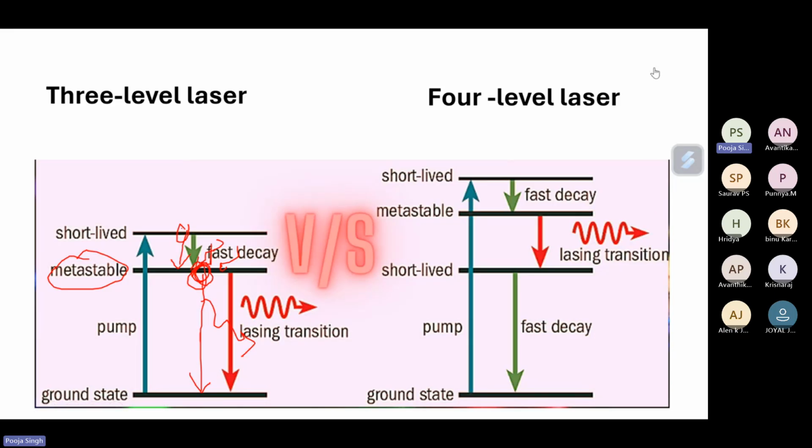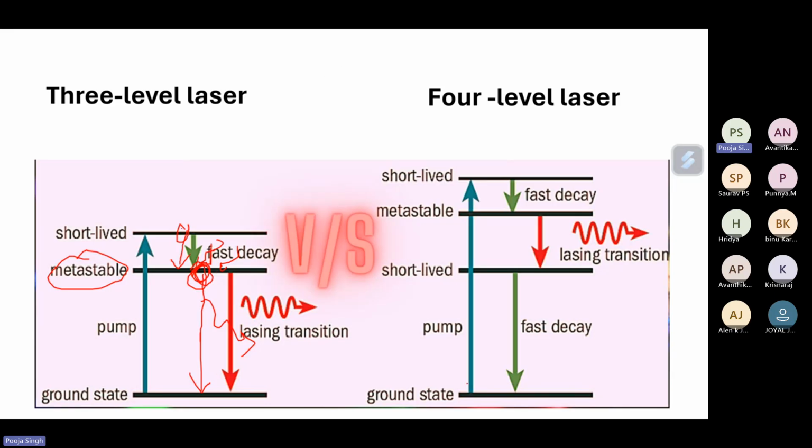Now coming to the 4 level system. A 4 level laser is, I think, CO2. We will study it, but in the 4 level you will have 4 transitions. So here you had E0 to E2 state, E2 state to E1 state, and then E1 state to the E0 state.